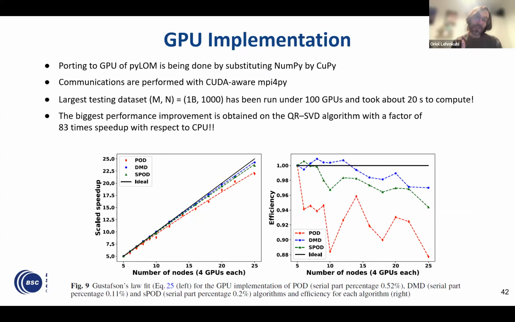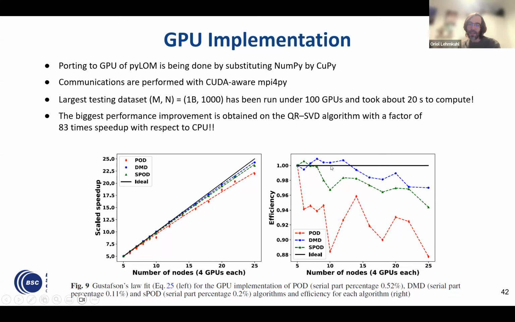Luckily, you can do exactly the same on GPUs. And here I'm showing an example of our implementation on GPUs, and just to know the numbers, using just 100 GPUs, these are NVIDIA H100s, with this mesh of 1 billion and having 1000 snapshots, you could do your analysis in 20 seconds. You can see here how our speedup is. We follow what we should follow. And this is for 4 GPUs per node. These are the number of nodes, so up to 100 GPUs. This is the weak speedup, which is as well quite good.